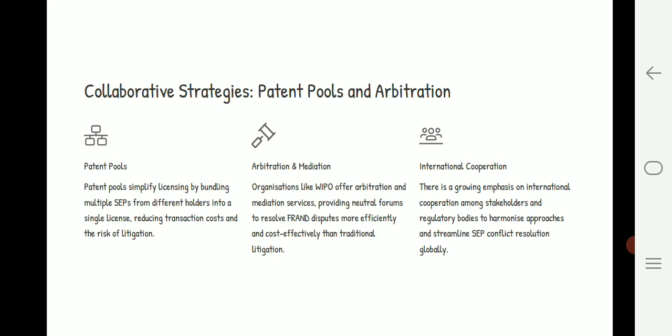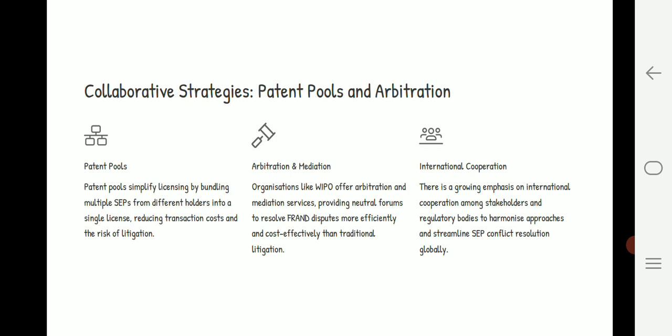There are collaborative strategies to improve SEPs globally: patent pools, arbitration, mediation, and international cooperation. Patent pools simplify licensing by bundling multiple SEPs from different holders into a single license. Patent pools mean different SEPs are combined into a single license, reducing transaction costs and the risk of litigation.